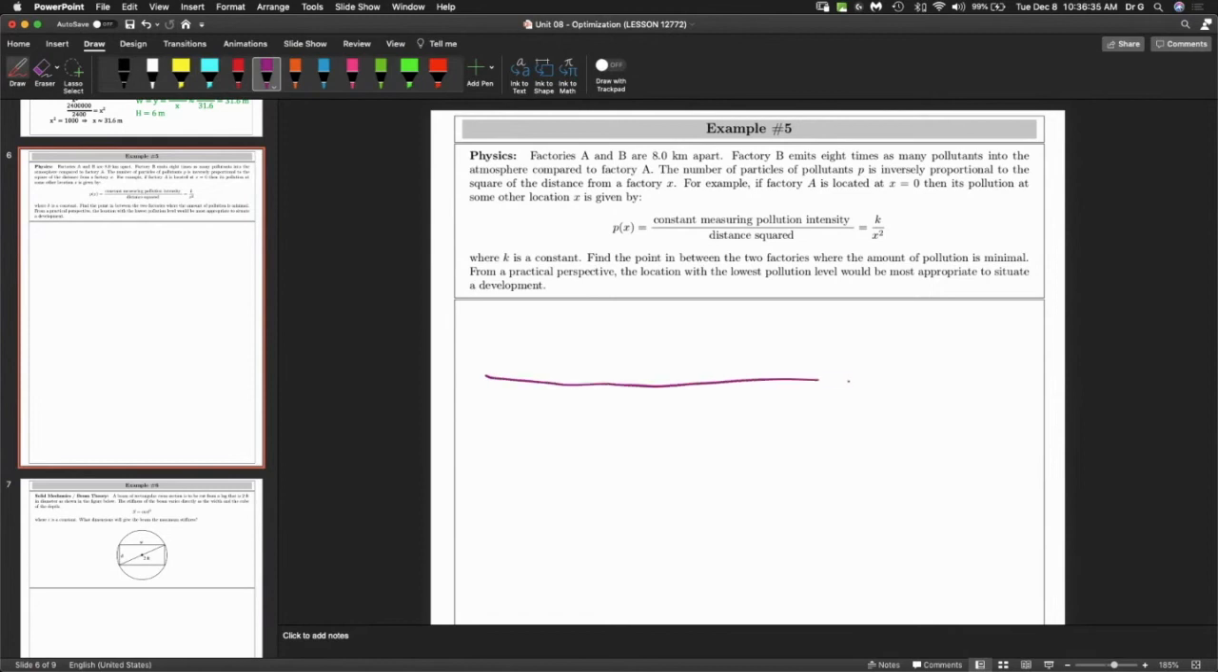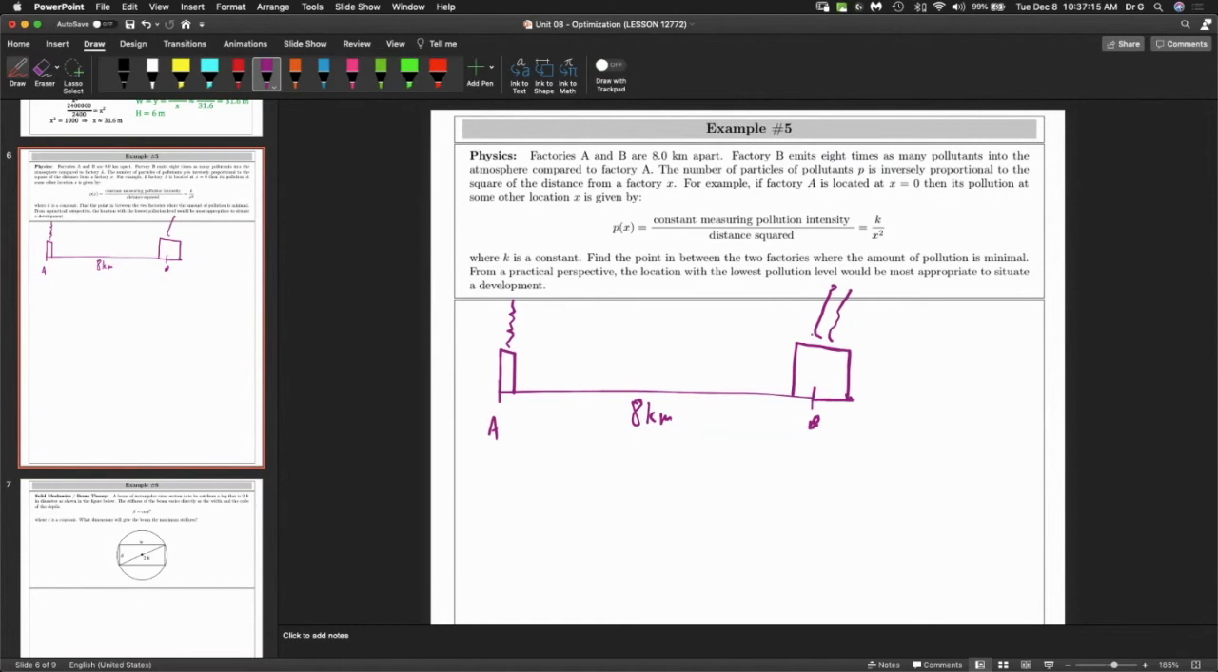So here's a long road. I'll try to do this diagram without it crashing. There we go. So this is 8 kilometers. And over here is factory A. And here's factory B. So factory A looks like that, and it's got some pollution. And then factory B emits 8 times as many pollutants as factory A. So factory B will make it nice and big. It's 8 times as much pollution. Okay, there it is. I'm not going to draw 8 of these streams, but you can imagine that, right?